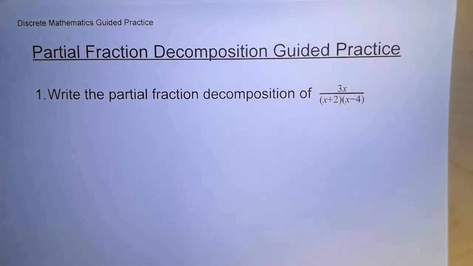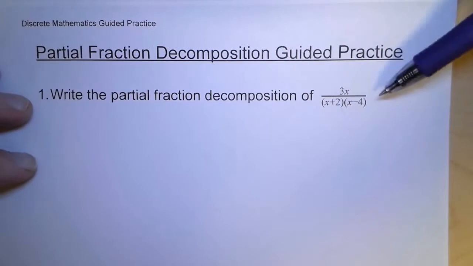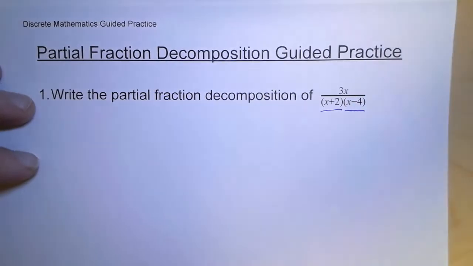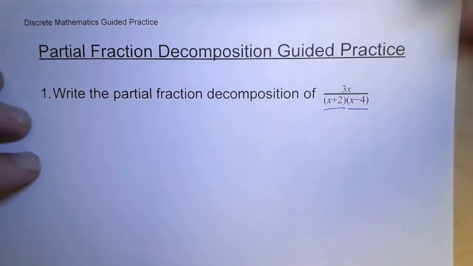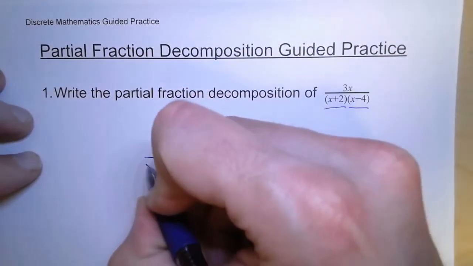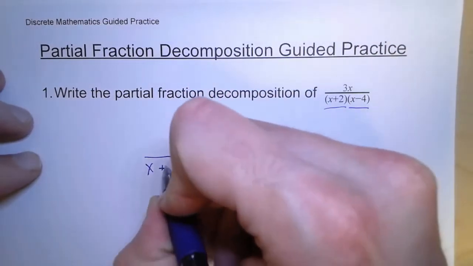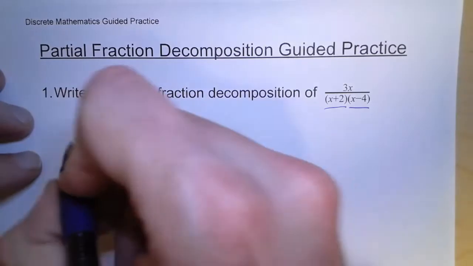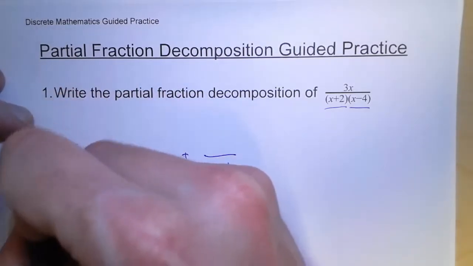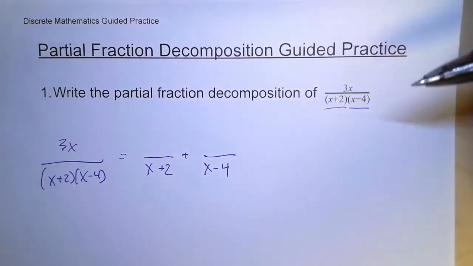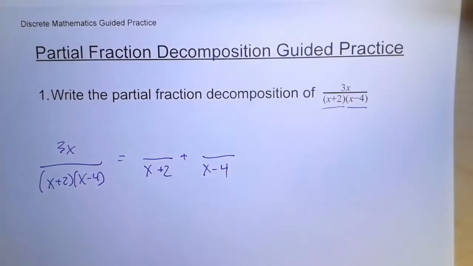So let's get started. Now what we're given is a fraction with multiple factors in the denominator. So here we have one factor, x plus 2. We have another factor, x minus 4. And what we want to do is break this down into its component parts, because the way we got this was we took something over x plus 2 and we added something over x minus 4 to arrive at this fraction, 3x over this quantity, x plus 2 times x minus 4. And the idea of partial fraction decomposition is to figure out what is that.